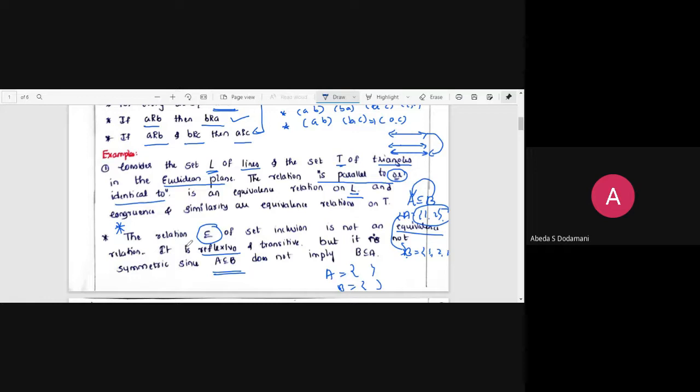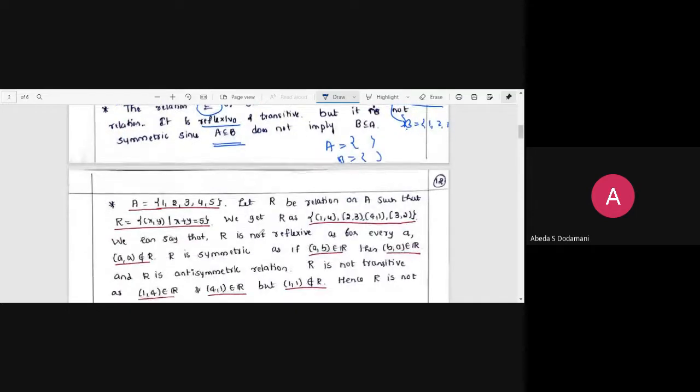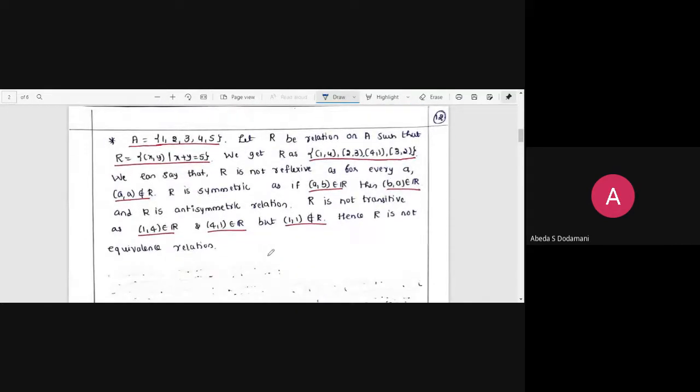Okay. So here is some example you have seen. Here they have given A is equal to {1, 2, 3, 4, 5}, and let R be the relation on the given set A defined in this way: the sum x plus y should be equal to 5. So what are the possible elements, guys, out of this?